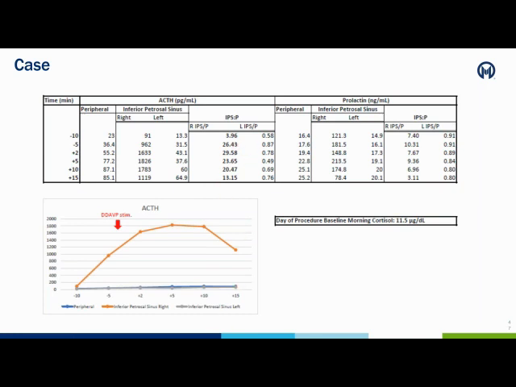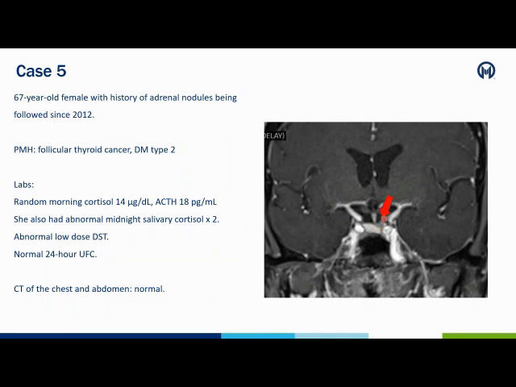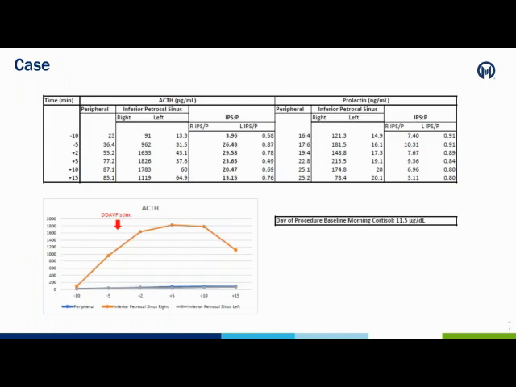Again, it lateralizes to the right side, but our suspicion area is on the left. So for her, obviously, we're going to focus on this area, but we're going to explore the entirety of the gland, and we're hoping to do her surgery soon.